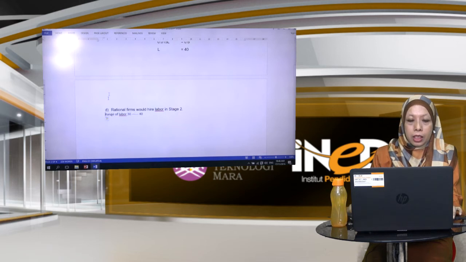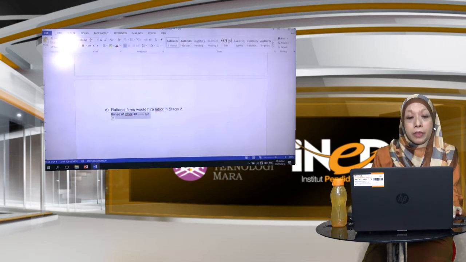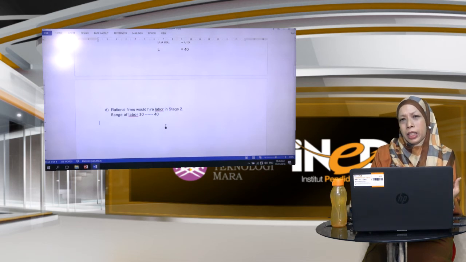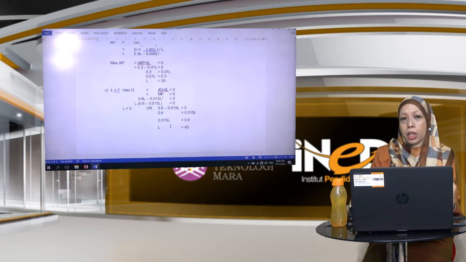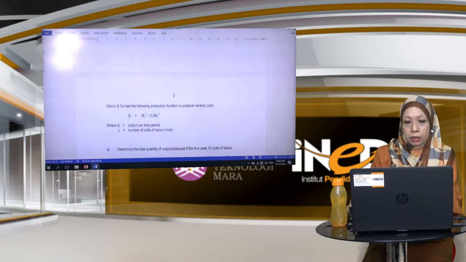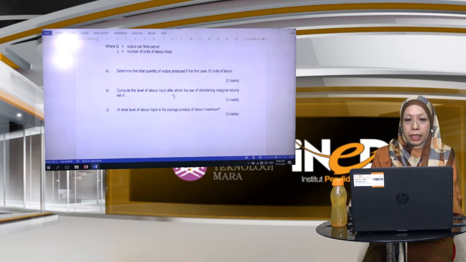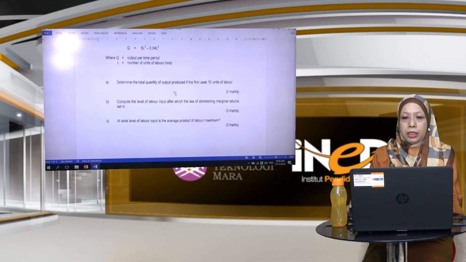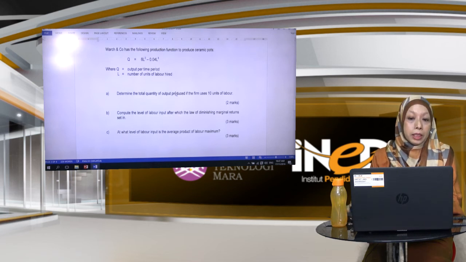So that would be the range of labor that a rational firm would hire in the short run. That's one example of how you try to figure out production in the short run. Maybe you would like to try another question. Now, this question is actually on the optimal number of labor.